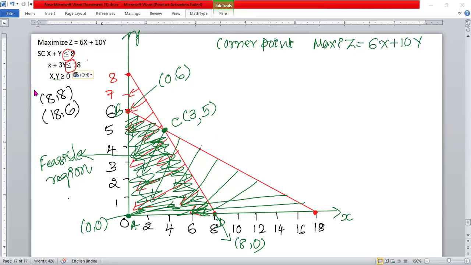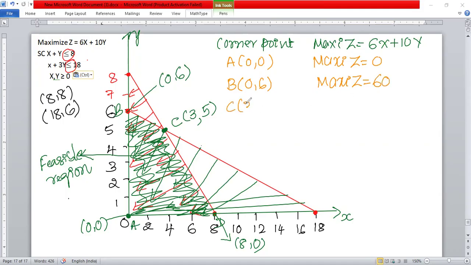6x plus 10y. So the first corner point A, 0, 0. So definitely maximize z is 0, because for x equal to 0, y is equal to 0. So B corner point 0, 6. Therefore maximize z is equal to 6 open bracket 0 plus 10 open bracket 6. The answer is 60. C corner point 3, 5.